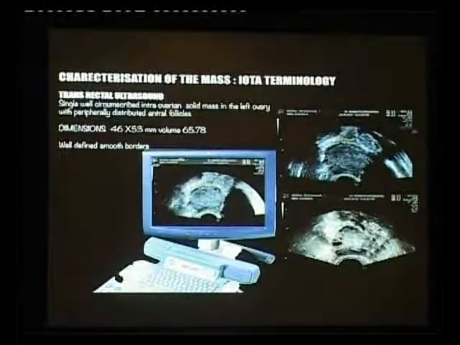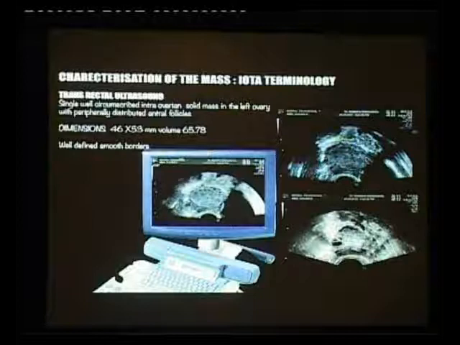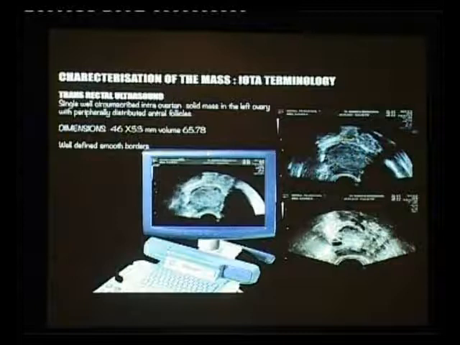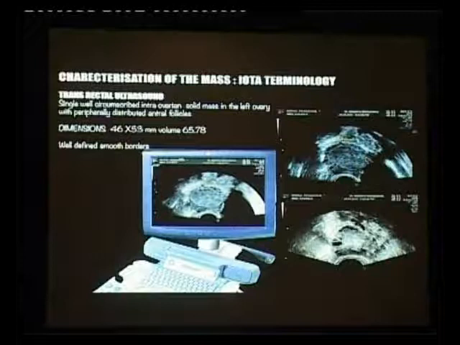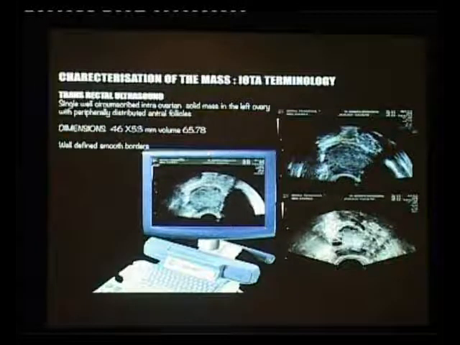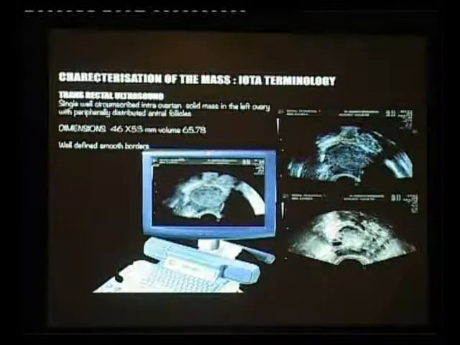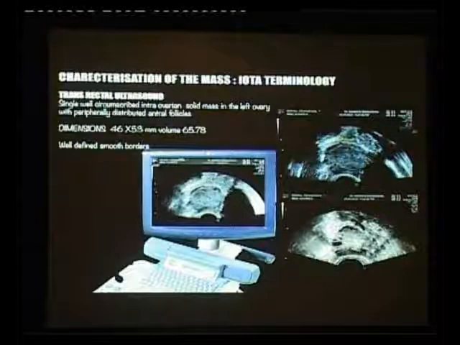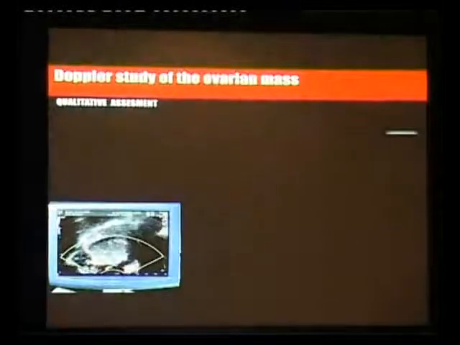This was a patient seen by me just a week before I came for this meeting. As a part of the characterization, we did a transrectal scan because she was unmarried and not sexually active. We described a single, well-circumscribed intra-ovarian solid mass in the left ovary, the right ovary being normal. The dimensions were 46 by 53 with a volume of 65 cubic millimeters. It had well-defined smooth borders and it was a solid cyst.